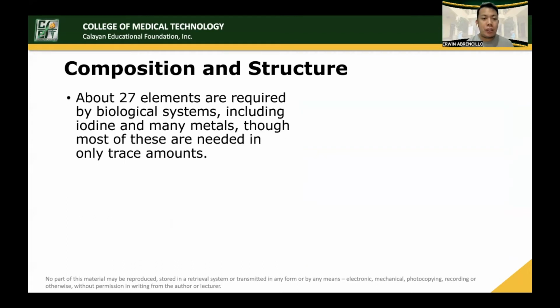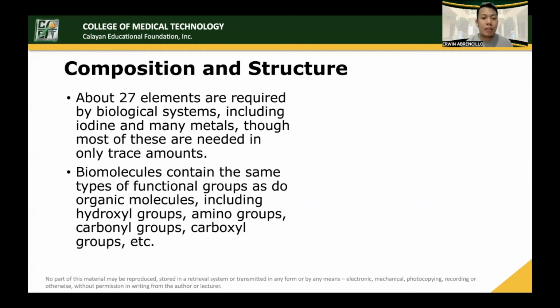So about 27 elements, as mentioned a while ago, are required by biological systems, including iodine and many metals, though most of these are needed in only trace amounts. So when we speak of that, it means that very minute or small amounts are needed in the system. Biomolecules contain the same types of functional groups as do organic molecules.